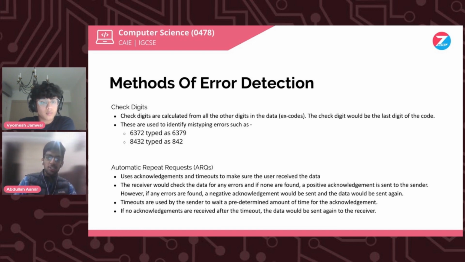But checksum and check digit are different. The checksum is a whole value, and the check digit is just one specific value. Also, just as a fun fact, check digits are also used in credit cards, at the end, the last four digits.